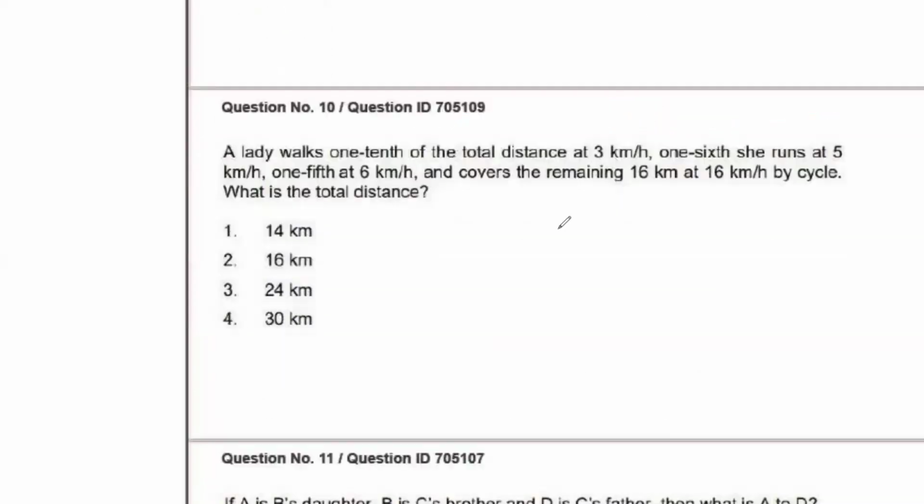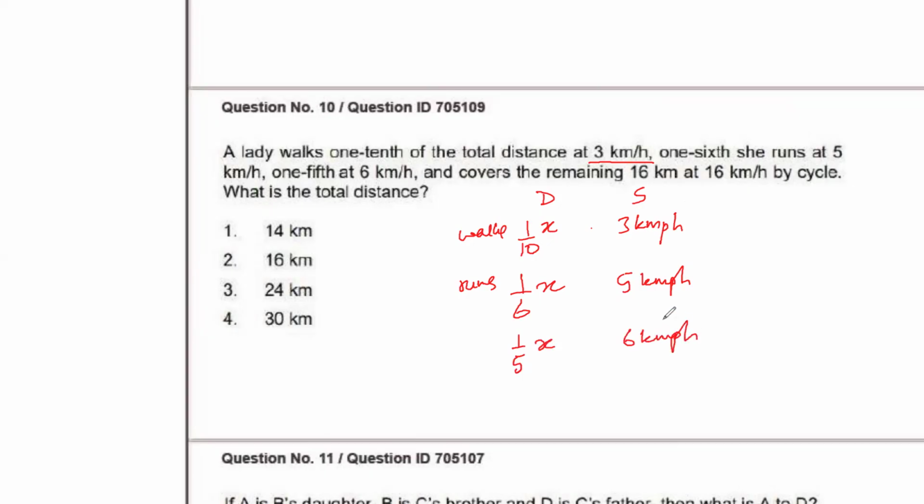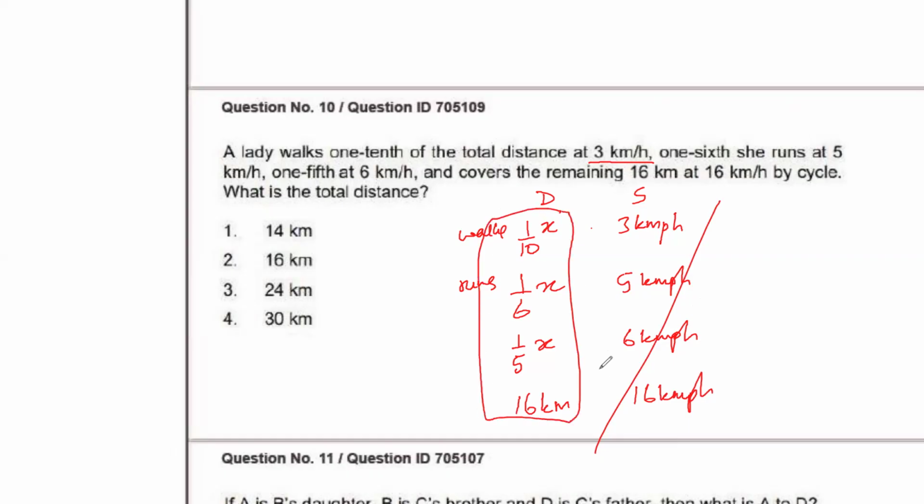Okay, last question for this video. A lady walks 1/10 of the total distance at 3 kilometers per hour. So let the total distance be x. So that is the distance at a speed of 3 km/h. 1/6 she runs at 5 kilometers per hour. 1/5 at 6 kilometers per hour. And covers the remaining 16 kilometers at 16 kilometers per hour. So speed has nothing to do with this question, because they're simply asking what is the total distance, and you can get the total distance using this.